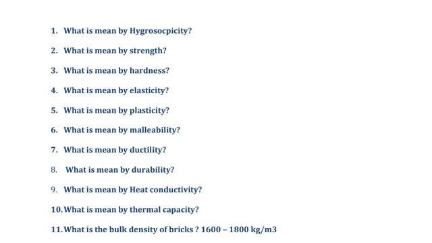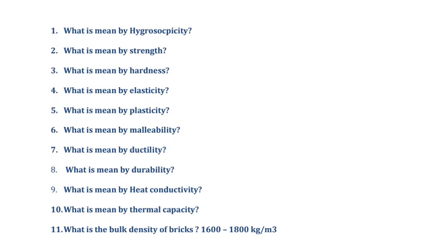And third one is what is meant by hardness. Hardness is nothing but the ability of material to resist penetration. So please simply remember the ability of material to resist penetration. This is called hardness. Hardness can be measured by using the Mohs scale. The Mohs scale is used to measure the hardness. So hardness is nothing but the ability of material to resist penetration.